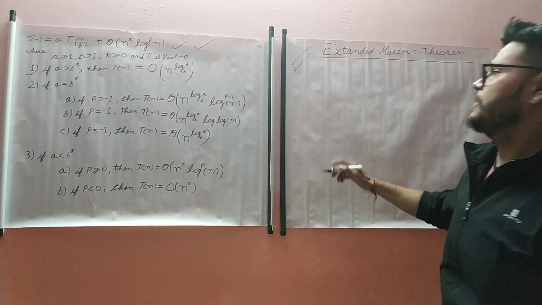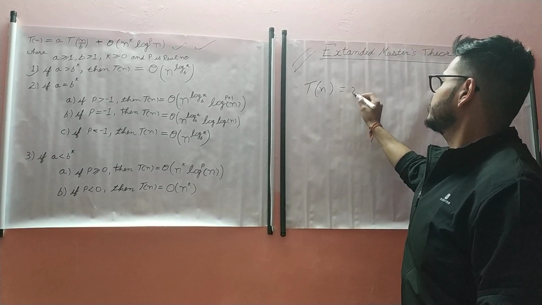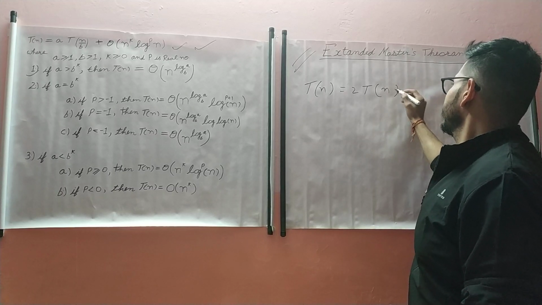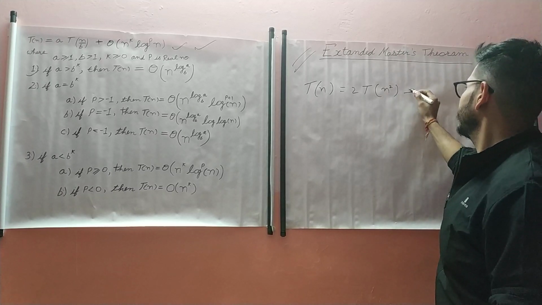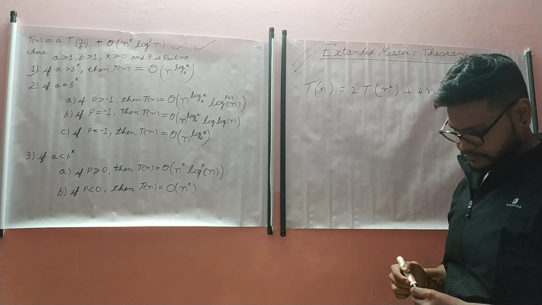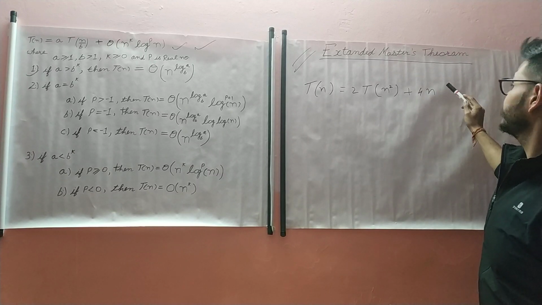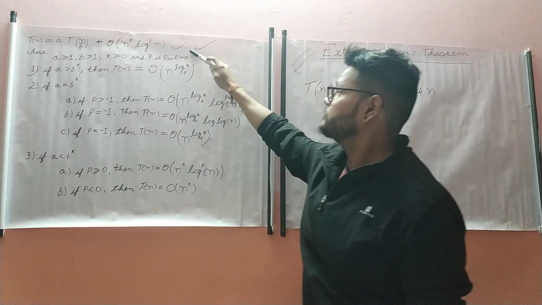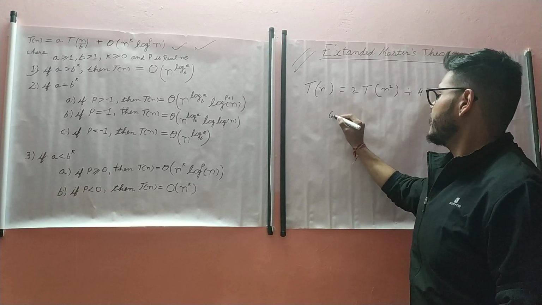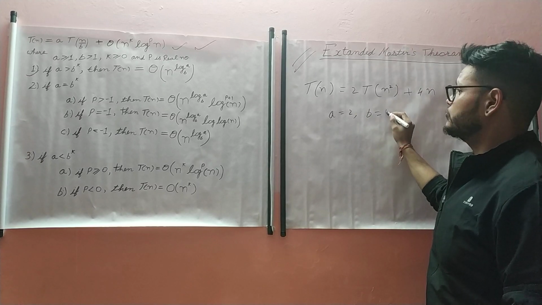Let's see another example. T(n) = 2T(n^2) + 4n. Now again guys, we will compare this equation with the form. So we get a = 2, b = 1.